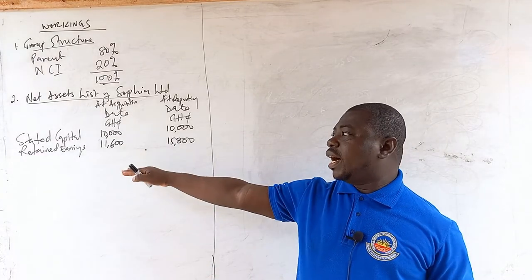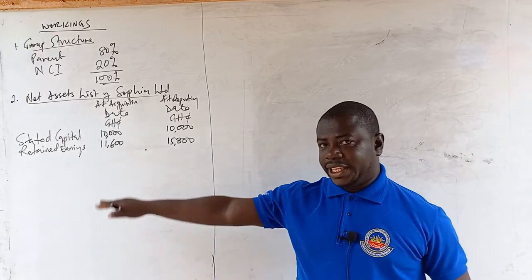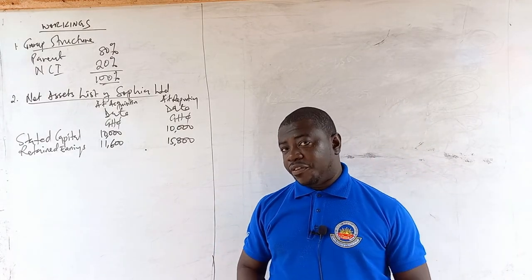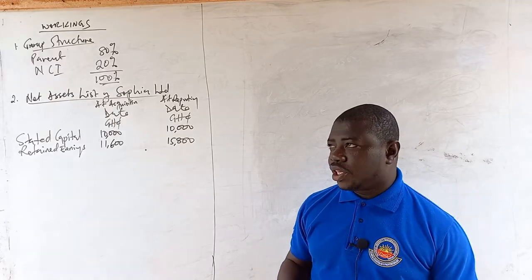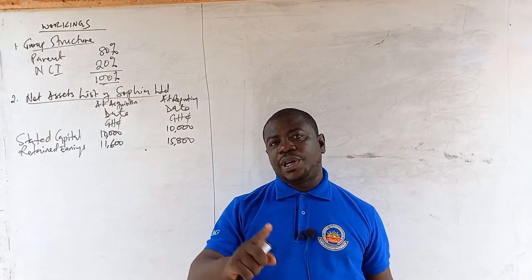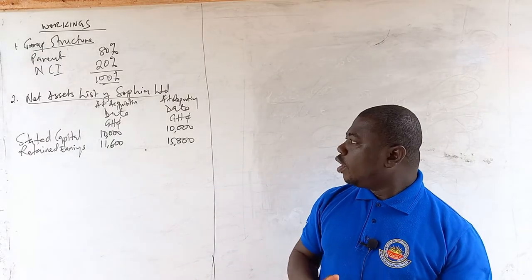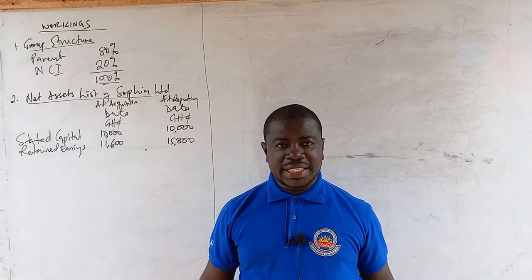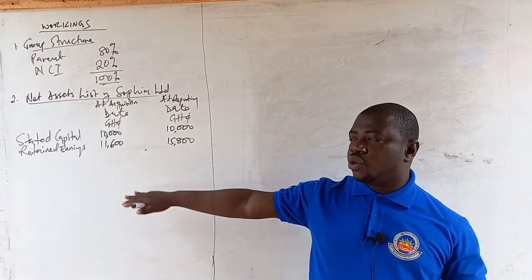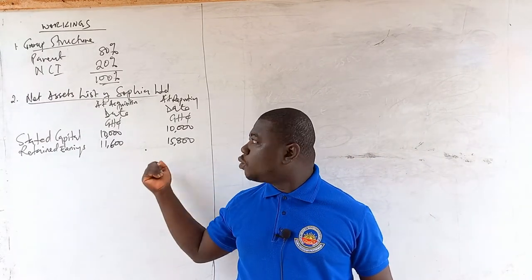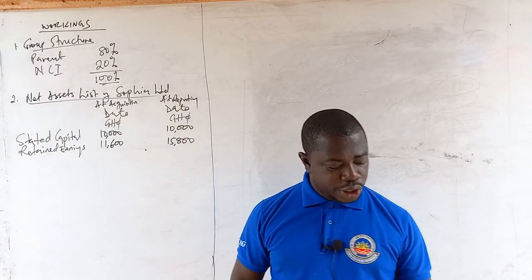Now, there are no other items of equity on the statement of financial position. But let us remember that there was a revaluation in the additional information. And I told you that the fair value adjustment was for the subsidiary. And therefore, it will also have a place on the net asset list. If it was for the parent, it will not come into the net asset list of the subsidiary. But because the fair value adjustment was for the subsidiary, we need to show that.